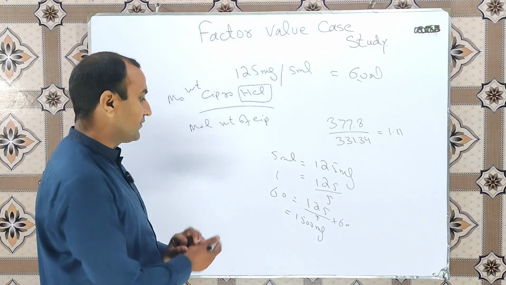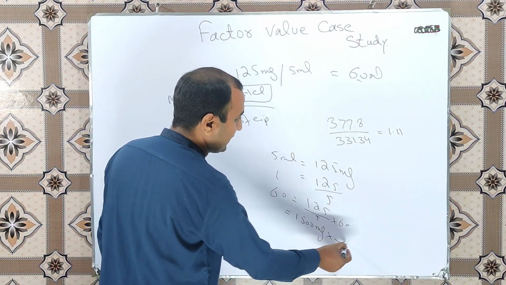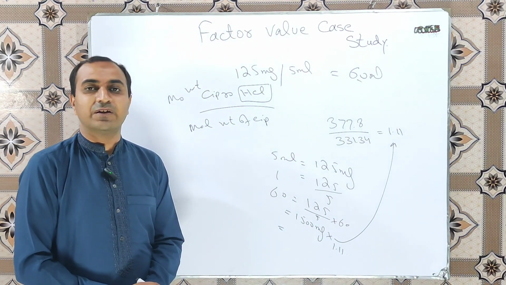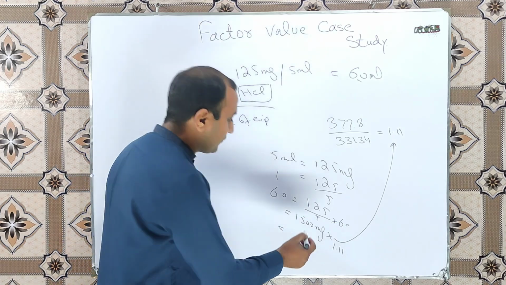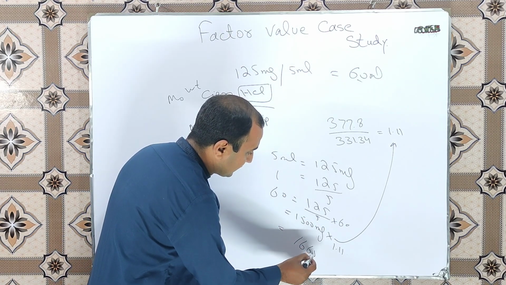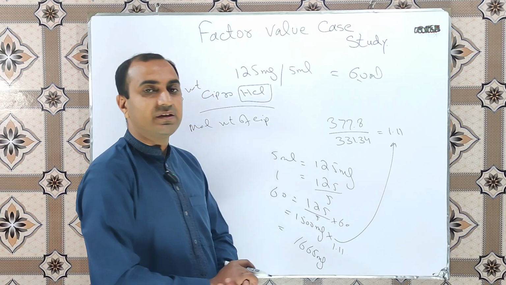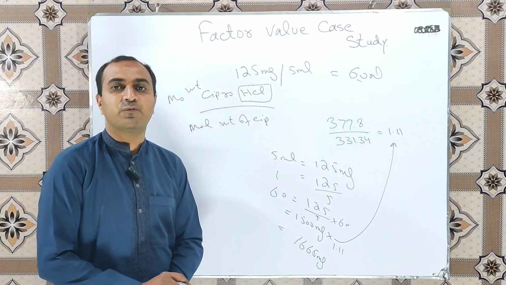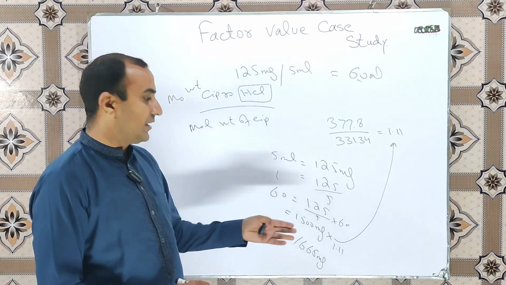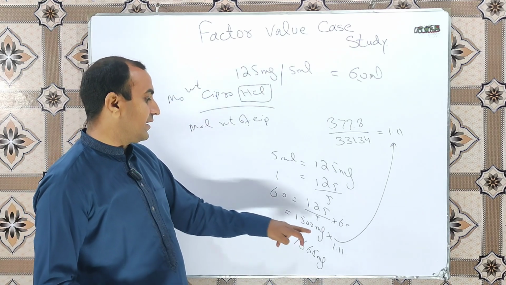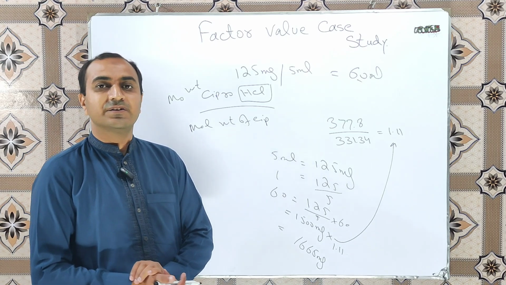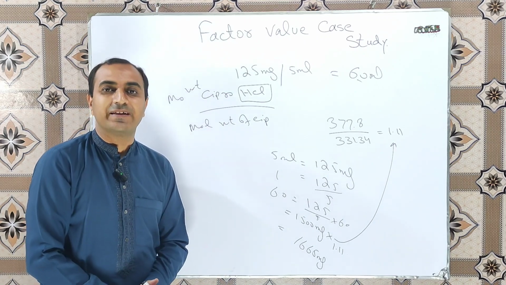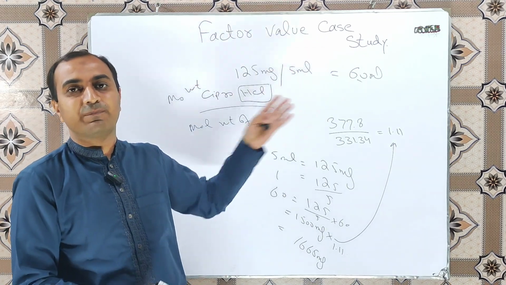But how much quantity of ciprofloxacin HCl will be equivalent to the ciprofloxacin? For this we will multiply it with the factor value, which is 1.11, and when we solve it, the answer will be 1665 milligram. Meaning 1665 milligram of ciprofloxacin HCl will be equivalent to 1500 milligram of the ciprofloxacin, because in our label claim 125 milligram is the quantity of ciprofloxacin.